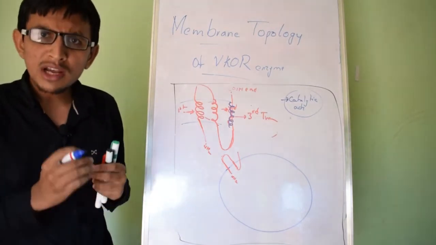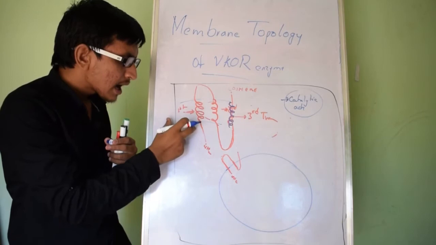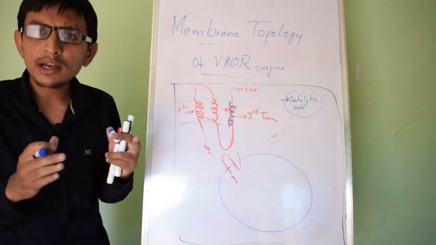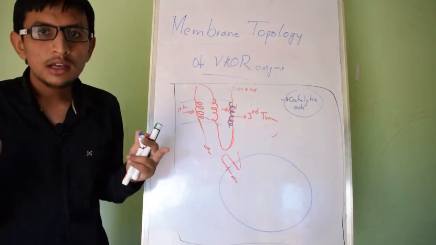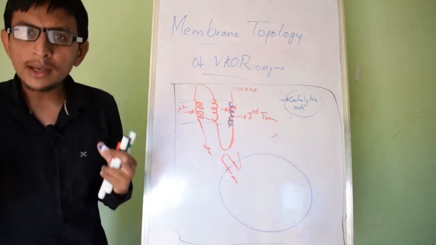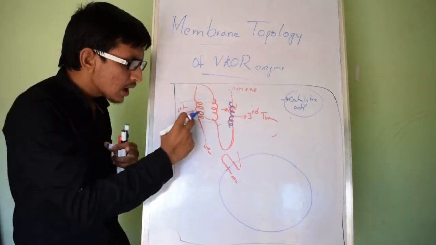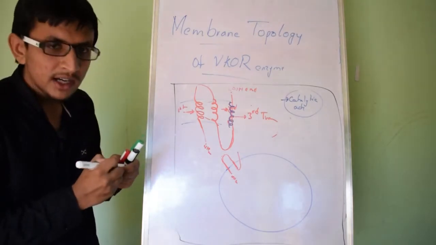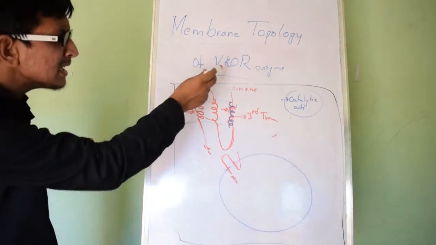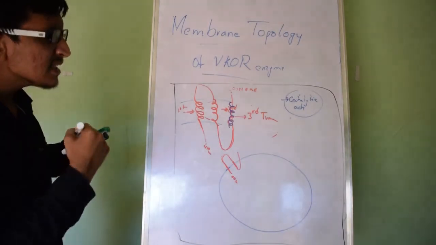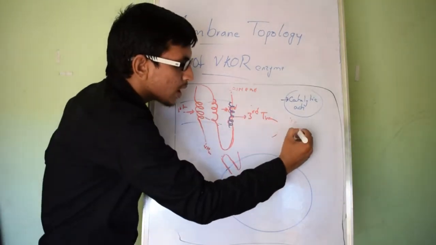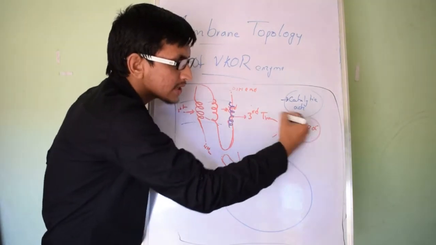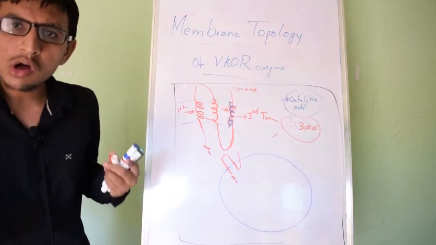Yes. See, here I want to put out another point. Whenever you count this amino acid chain, you find a set number of amino acids. Can you tell me how many amino acids you are going to see throughout this chain? Usually the vitamin K epoxide reductase enzyme consists of around 163 amino acids. How many amino acids? 163 amino acids.